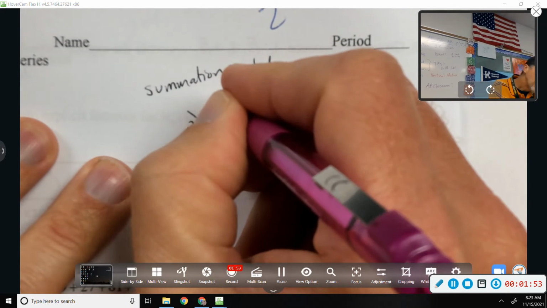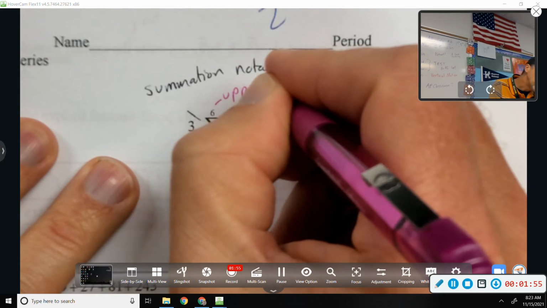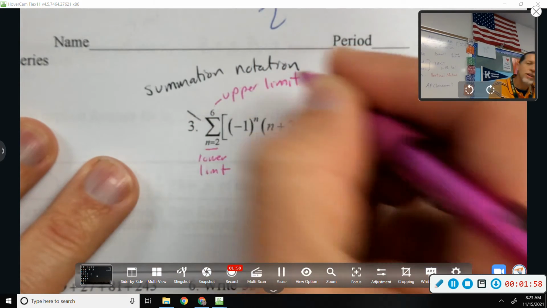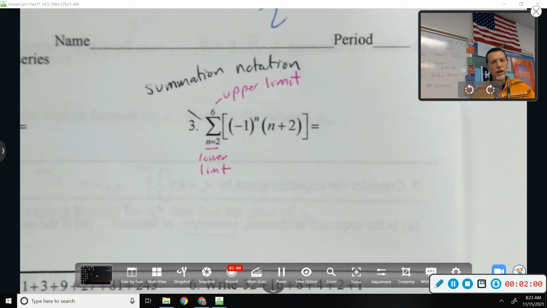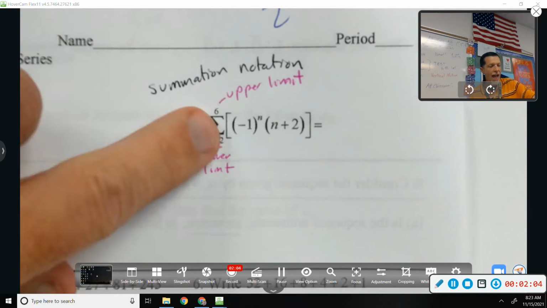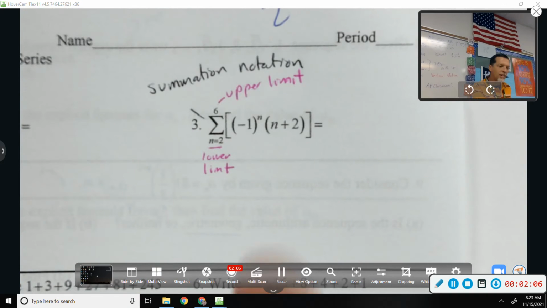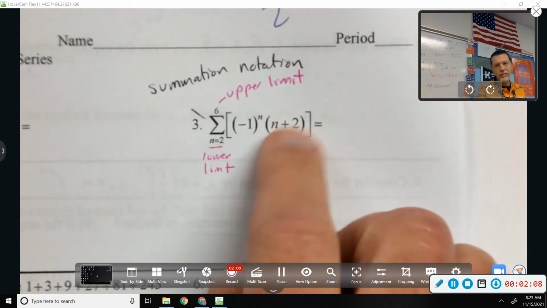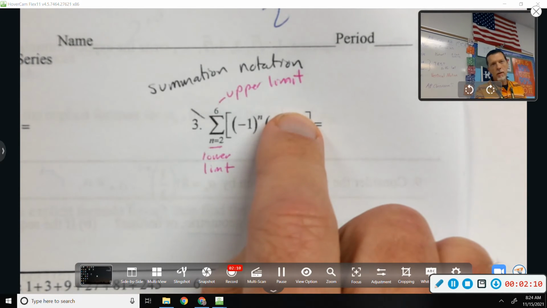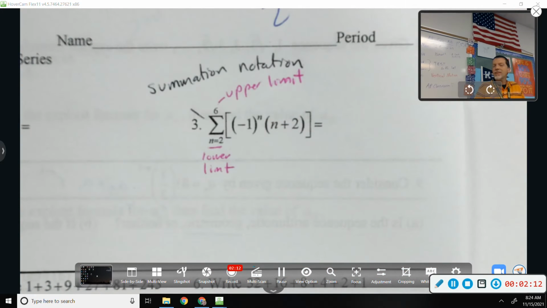Oh, I love this thing. The 6 is the upper limit. That's the last number we'll plug in. So we'll plug in 2, 3, 4, 5, and 6. And then we'll add them up. And where we plug them in is this formula that it gives us. It looks crazy, but it's not as bad as it initially looks.